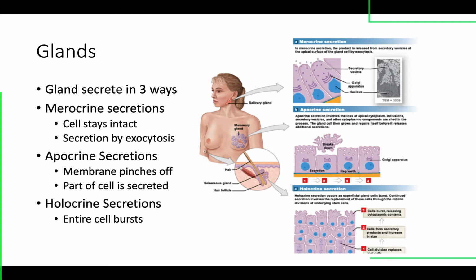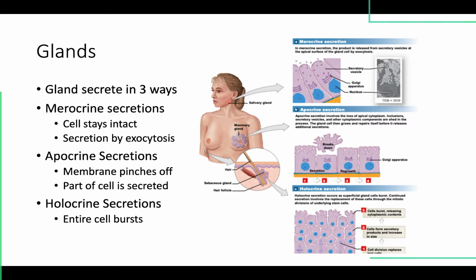The middle one here is the apocrine secretion. The apocrine secretion is secreting breast milk. And then the bottom one here is a holocrine secretion. The holocrine secretion we're going to find on a sebaceous gland, which is attached to your hair follicle, and that secretes this oily substance that we call sebum. So they're each secreting something different, but it's how they secrete that gives them their name, right?